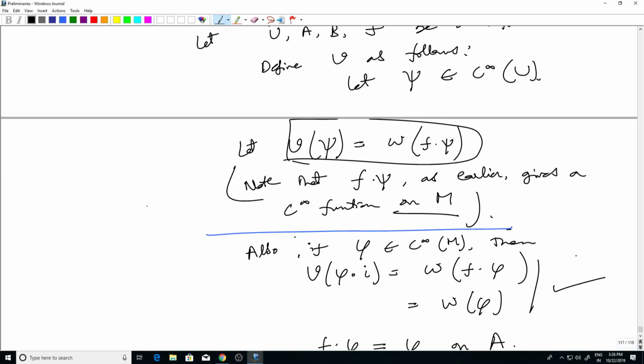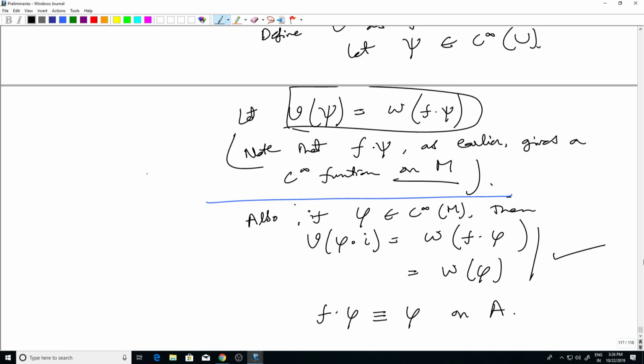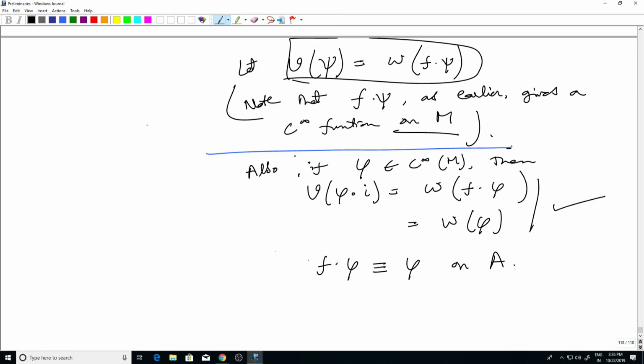And one more thing is that, of course, one has to check that V, the way I have defined it, is actually a derivation. That's not difficult to check, so let me quickly do that. One, V is a derivation.